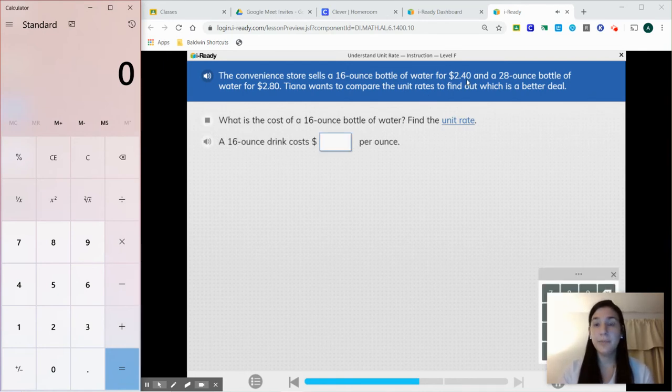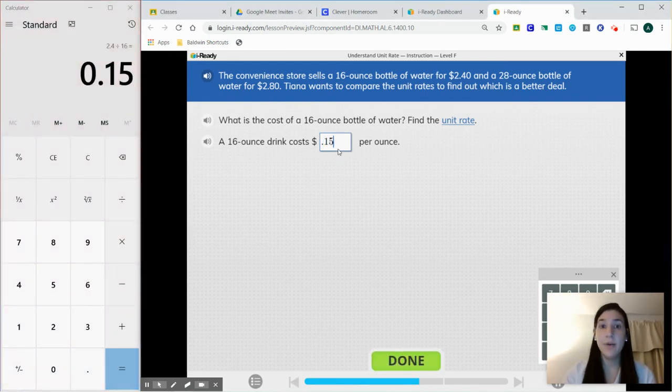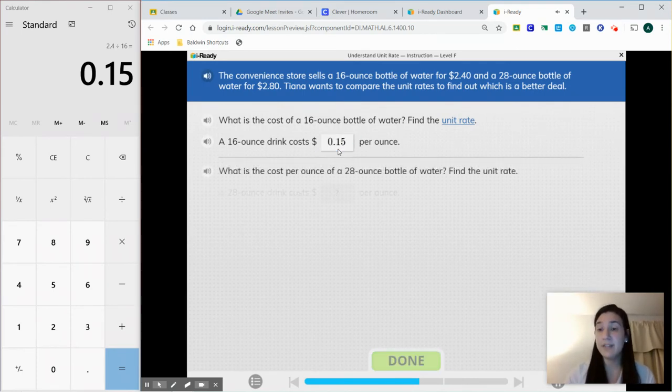So we know that it's $2.40 for the 16-ounce bottle of water. Find the unit rate. So we're going to do money per ounce. So we're going to do $2.40 divided by 16, which will give us 15 cents per ounce. Make sure you put the decimal point in. It's not $15 per ounce, it's 15 cents.